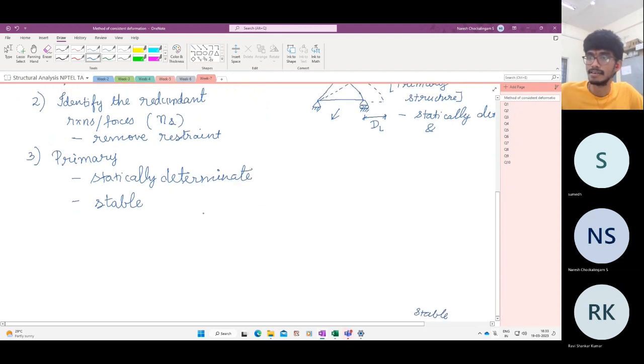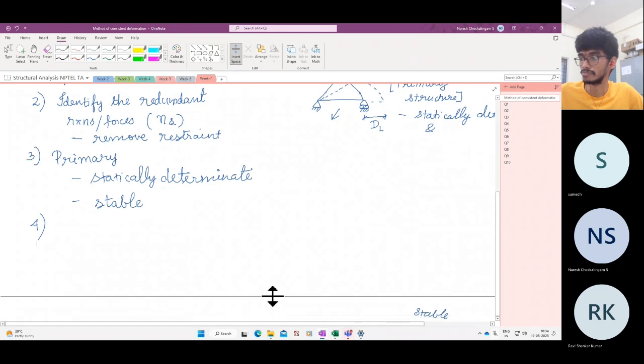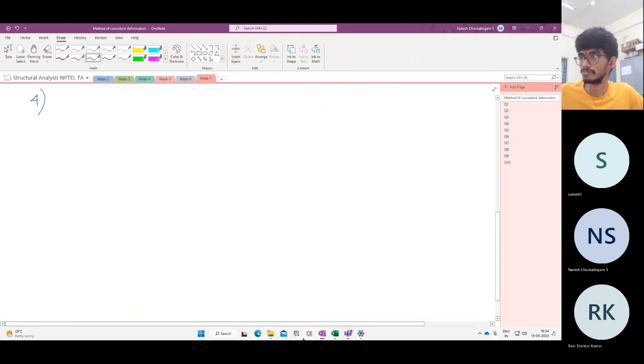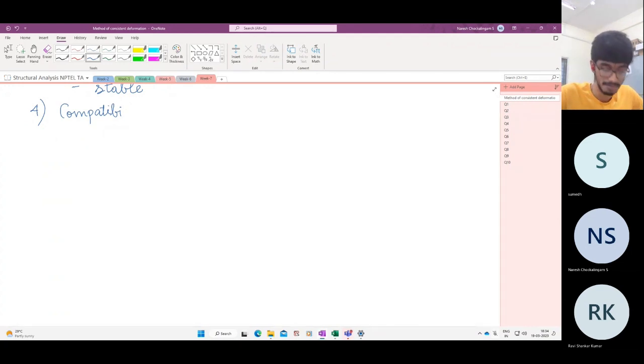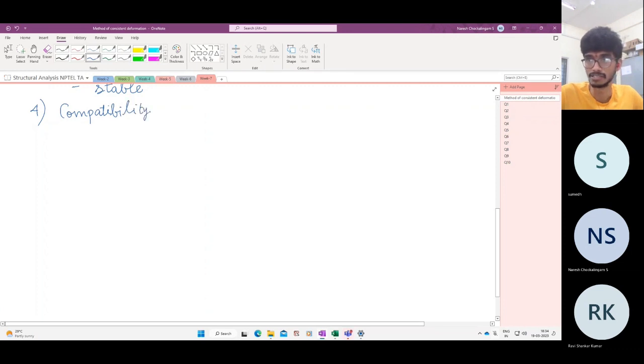What is the next task? Next, we need to ensure that the compatibility is ensured. So that is the equation that I just wrote: dl plus delta is equal to 0. So write down the compatibility condition. Right. So what is compatibility condition? As I said in the last session, it means that the different parts of the structure do not break away or overlap. So we'll see that today.